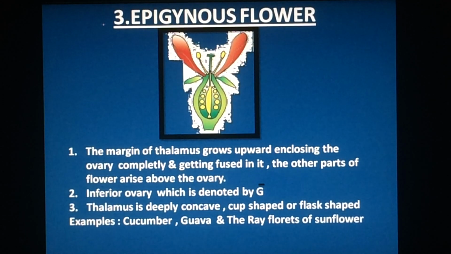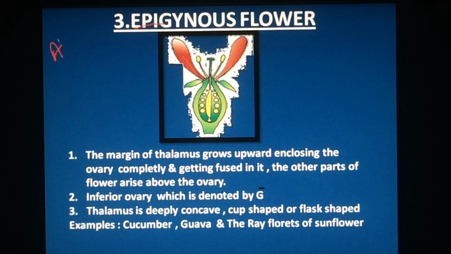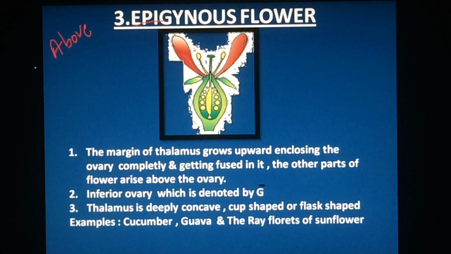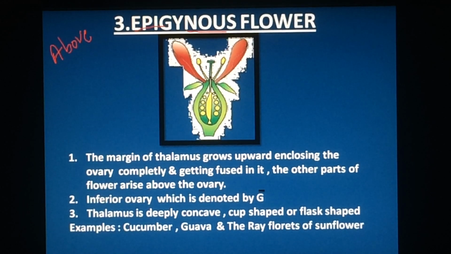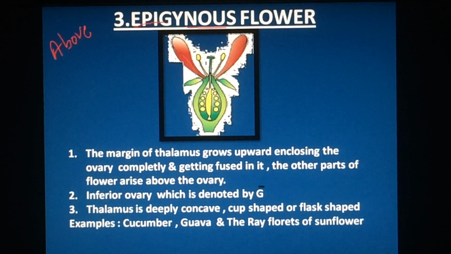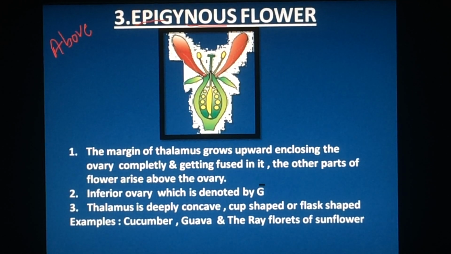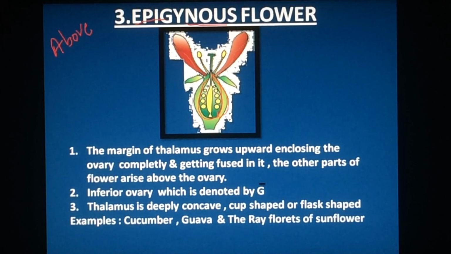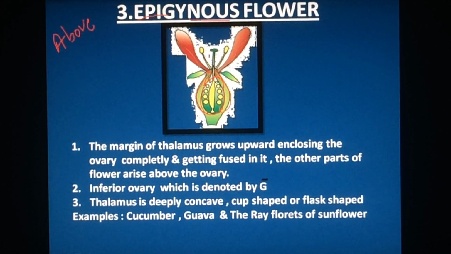Then epigynous flower. See, their name itself tells us that epi. What is the meaning of epi? Above. Above what? Gynoecium. Above the ovary. All other floral whorls are present above the gynoecium, ovary. That's why it is called as an epigynous flower. See here, what has happened here? See this thalamus grows upward and which encloses this ovary.